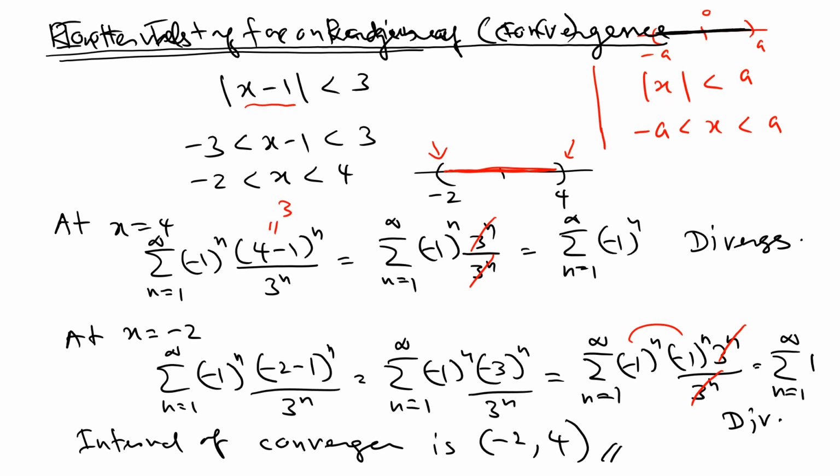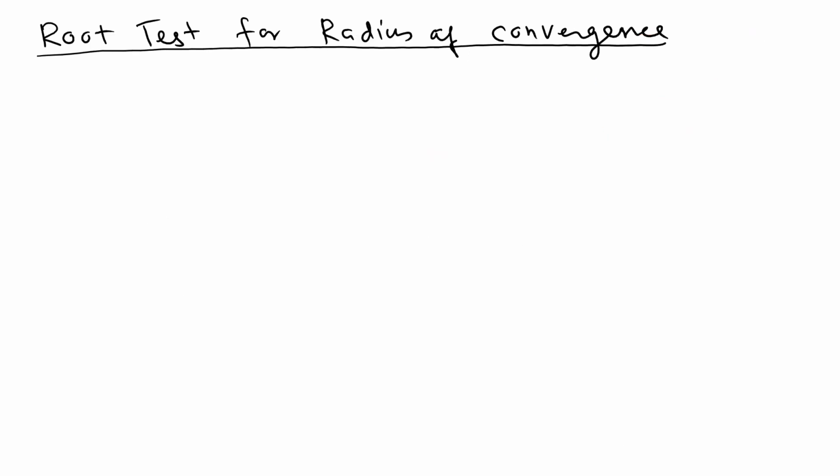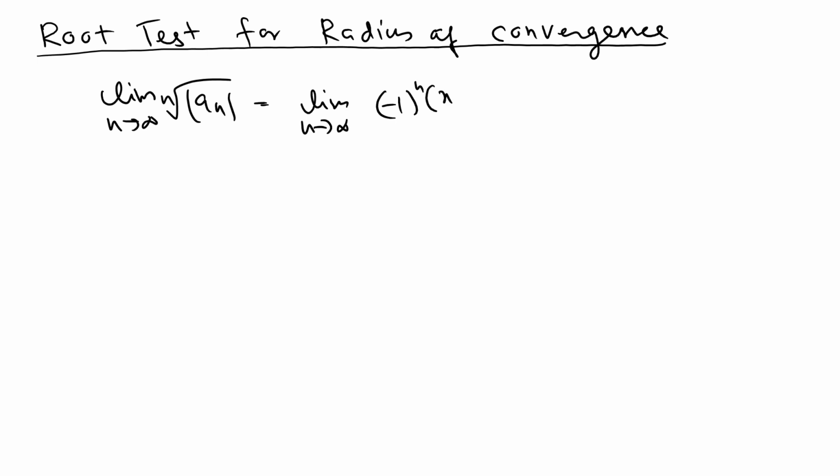And also I want to show you what if you try to use the root test to find the radius of convergence. So let's see what happens. What we normally do is look at the limit as n goes to infinity of the nth root of a_n. So we have (-1)^n and (x - 1)^n over 3^n. We can take the absolute value and take the nth root. Since this is absolute value, we don't need that term.